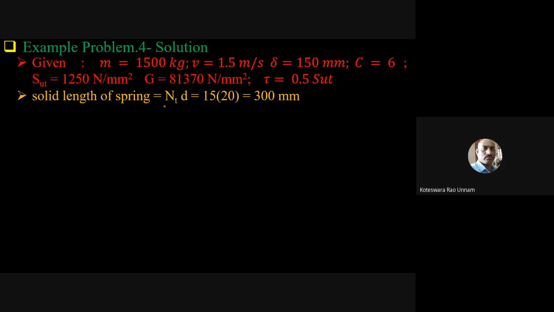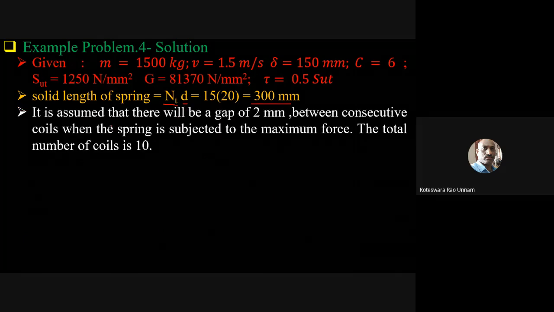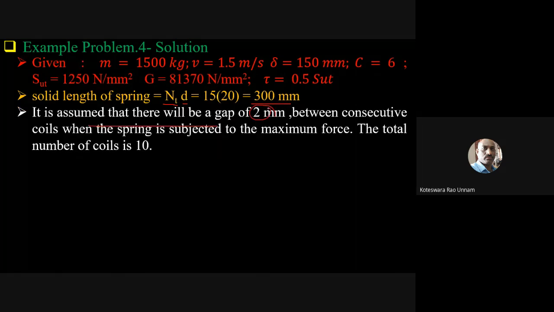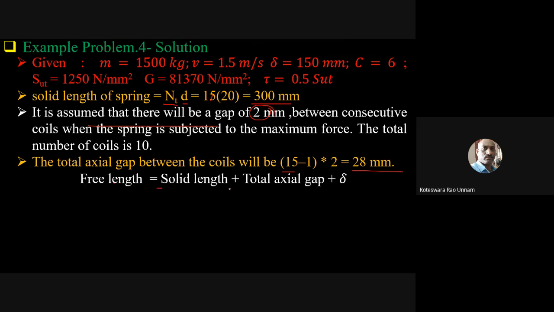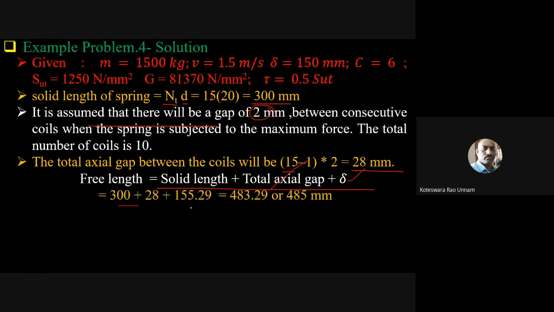Then solid length is nothing but the total number of coils into d, which comes out as 300 mm, and he has assumed a gap of 2 mm. So our total gap is nothing but total number of coils 15 minus 1, into 2, which comes out as 28 mm. Then your free length is going to be the solid length plus total axial gap plus delta. If you compute that, you will get 483.29, which is rounded up to 485 mm.